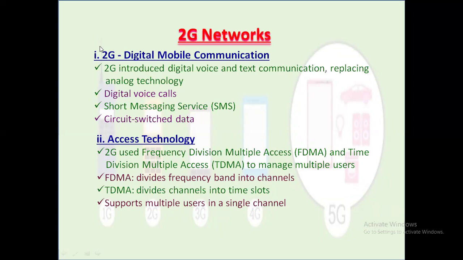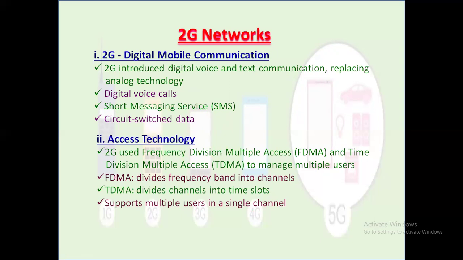The 2G network marked a significant milestone in mobile communication, introducing digital voice and text communication and replacing analog technology. Analog technology means 1G technology. This generation enabled digital voice calls and short messaging services, SMS. We used to call it SMS, and circuit switched data, revolutionizing the way people connected and communicated.